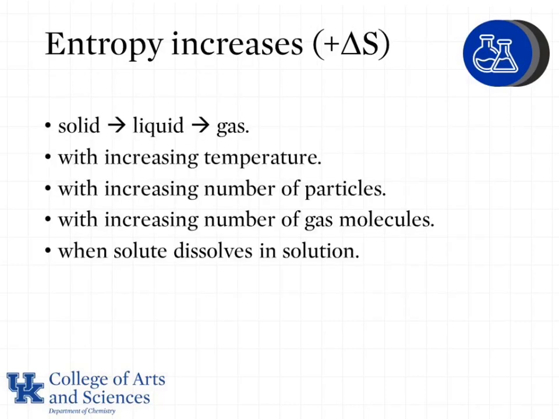There are several characteristics of a system or a reaction that we can look for to determine if the entropy increases, which would result in a positive delta S value. Going from a solid to a liquid to a gas will be an increase in entropy. Increasing the temperature is an increase in entropy, because as we increase the temperature, we increase the speed of the molecules, and so we see that they're moving more and are arranged in more ways, so more disordered.